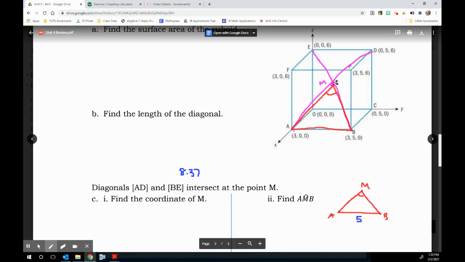So if M, we figured out in part C1, is the midpoint, that means that A to M is half of the distance of what we got for the whole diagonal. So A to M is 8.37 divided by 2, whatever that is. We can figure that out in the calculator. And also this side, it depends on which side you want to use. I was automatically going for A to M, but you could also use M to B.